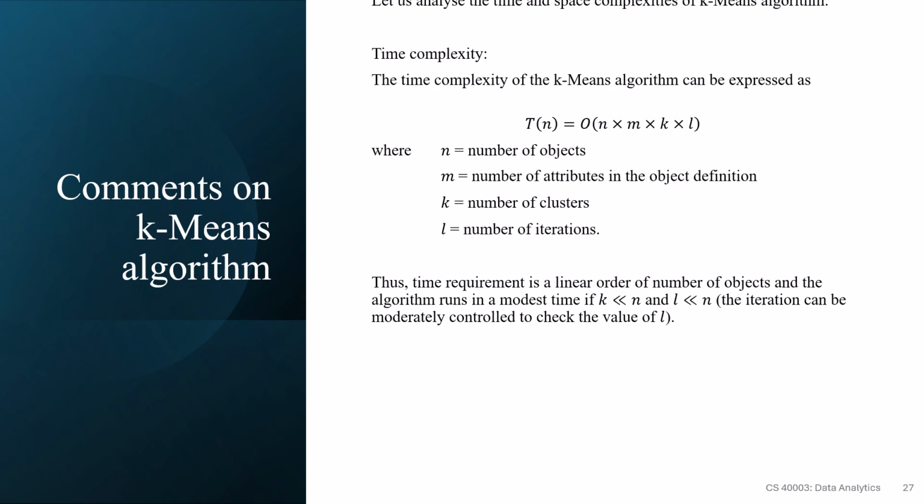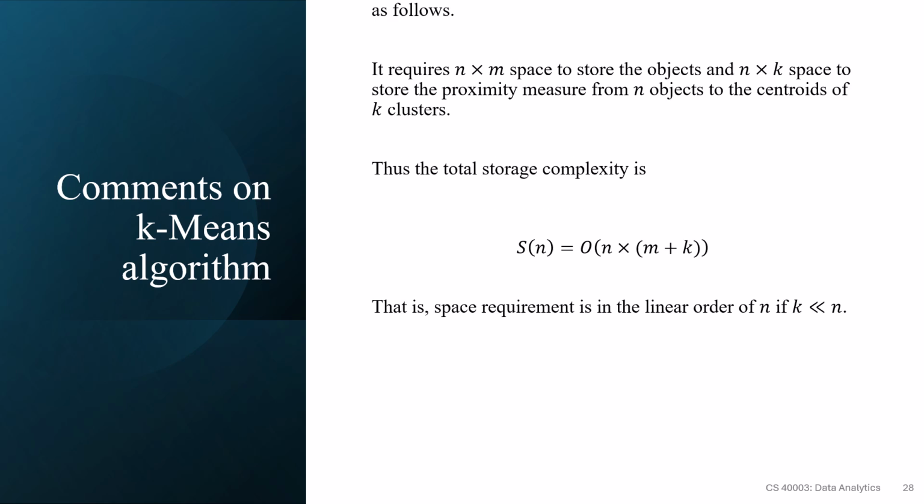The time complexity of the k-means algorithm is expressed as T of n equals O of n multiplied by m into k into L. N is the number of objects, m is the number of attributes in the object definition, k is the number of clusters, and L is the number of iterations. Thus, the total storage complexity also can be calculated: n by m space to store the objects, and n into k space to store the proximity measure from n objects to the centroids of k clusters.